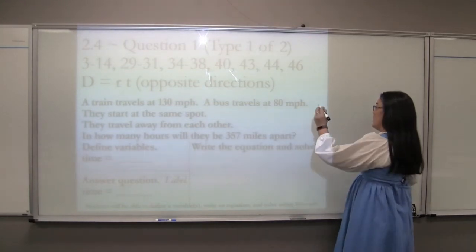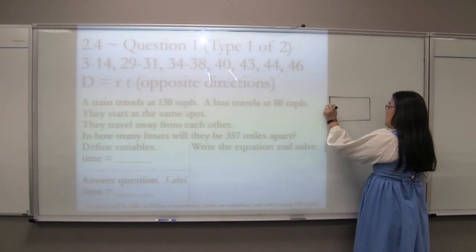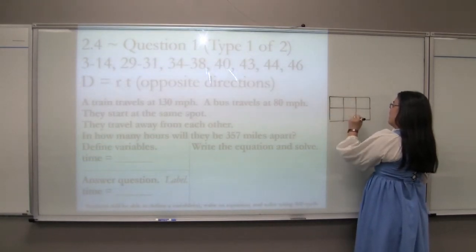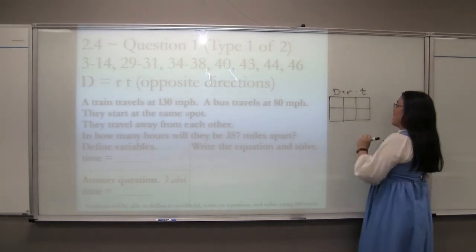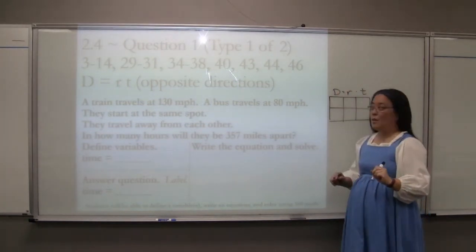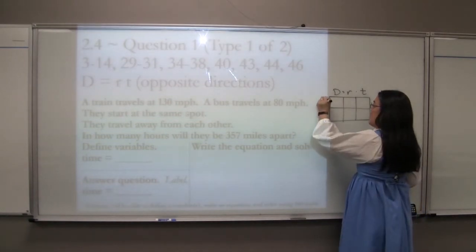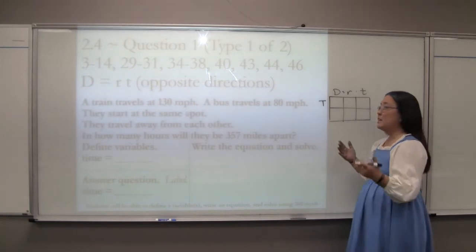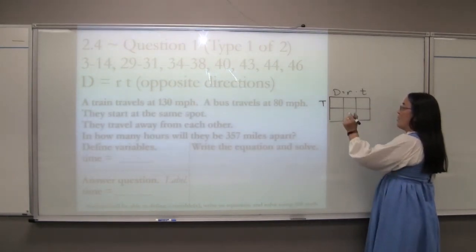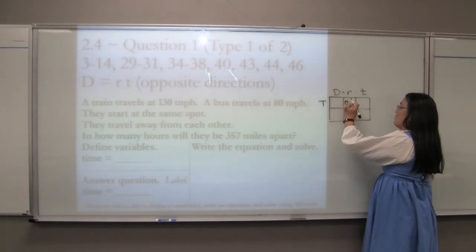So here, in order to organize our information, we're going to make a distance equals rate times time chart. And that tells us how they're all related to each other. We have a train traveling at 130 miles per hour. Miles per hour, the per makes it a rate. It's comparing the miles to the hours. So the train has a rate of 130 miles per hour.